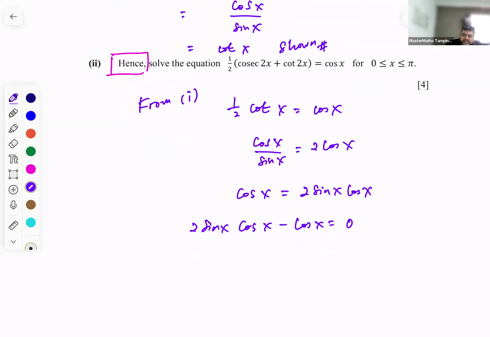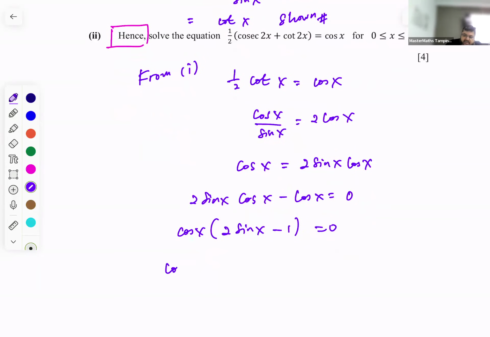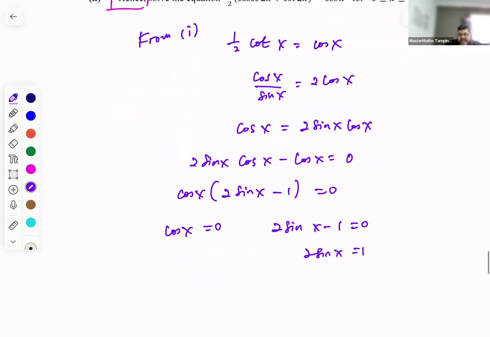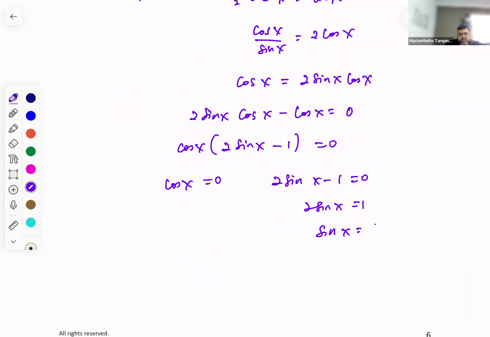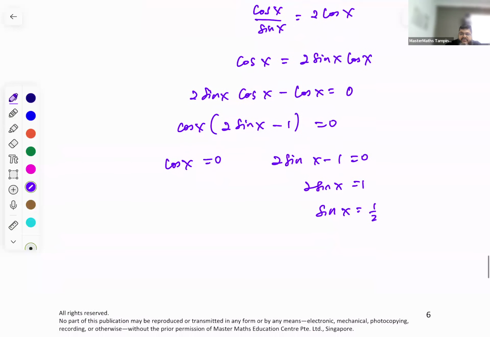Now I can take out a cos x. I have cos x times 2 sin x minus 1 is equal to 0. Therefore, cos x is equal to 0, you find the values of x, or 2 sin x minus 1 is equal to 0. 2 sin x is equal to 1. Sin x is equal to half. You know, sin half is 30. Now you give me the answers.